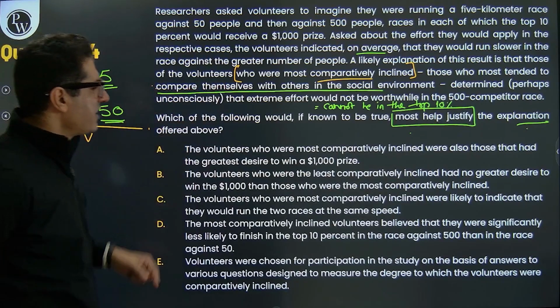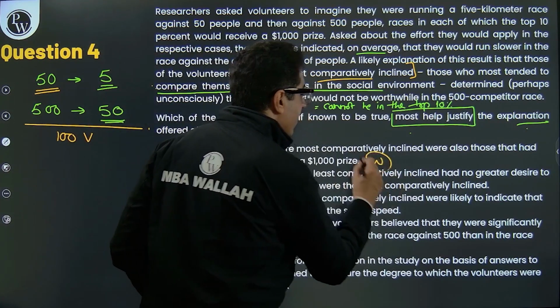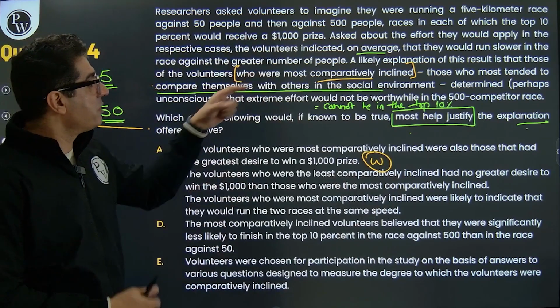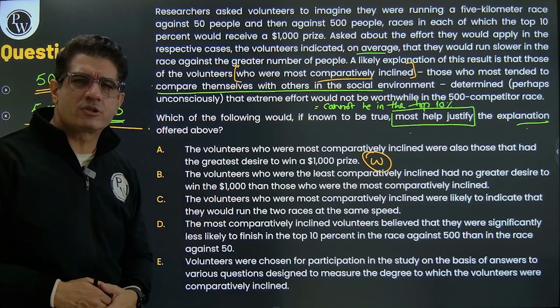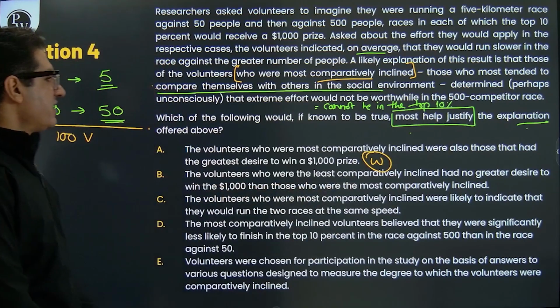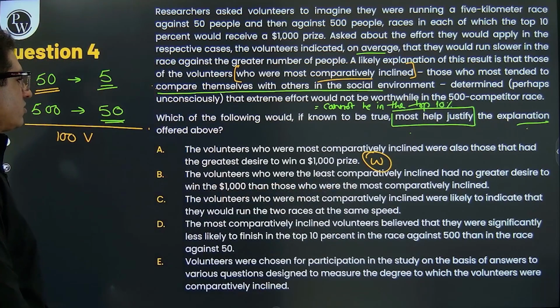But this doesn't justify, it will weaken. If their desire is strong, then they will run faster. If these are the same set of people who wanted that prize, why would they go slow? B, the volunteers who were the least comparatively inclined had no greater desire to win the $1,000 than those who were the most comparatively inclined.